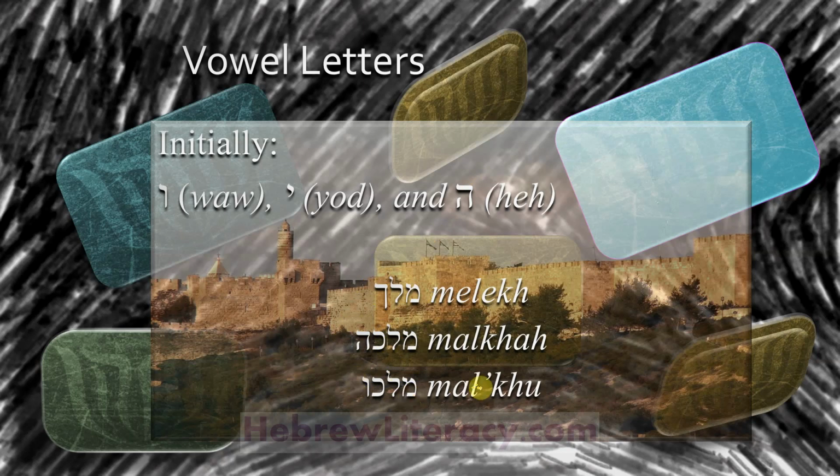Or it could actually even be malko, different than what I've written here. It could be malko, which meant his king. Malchu means they reigned. So these letters sometimes did double duty. They function instead as a vowel sound.